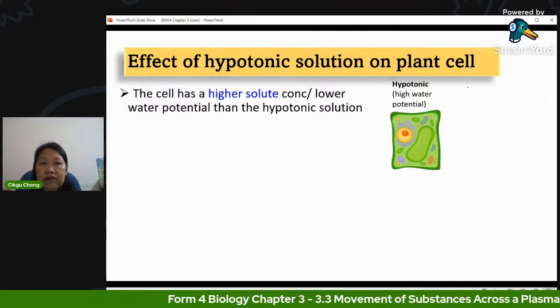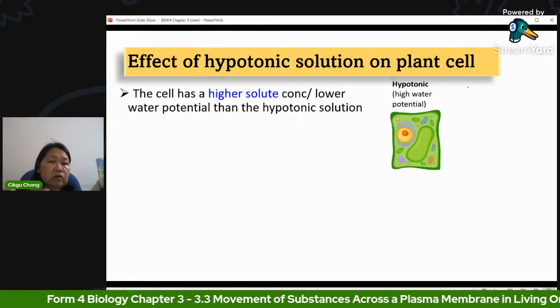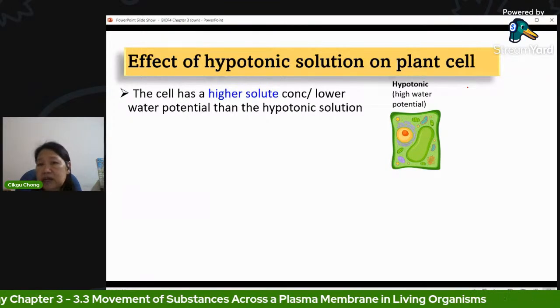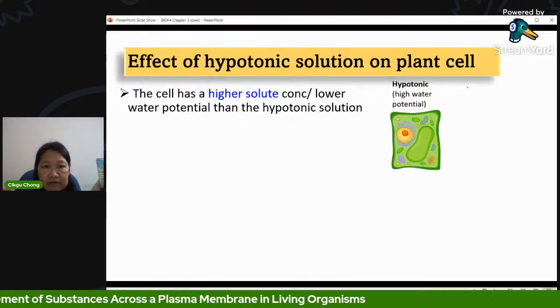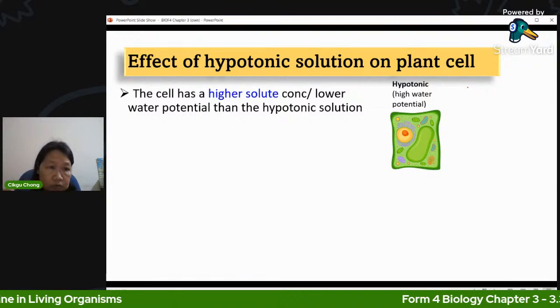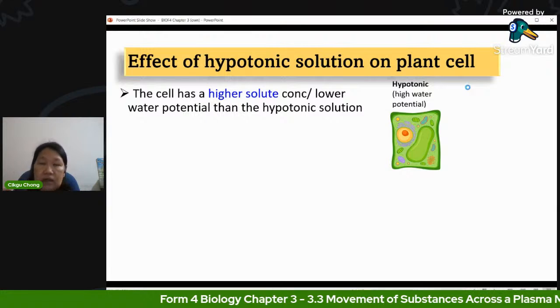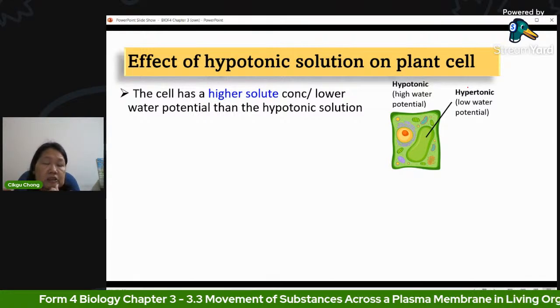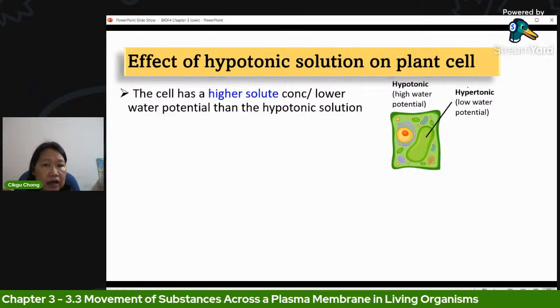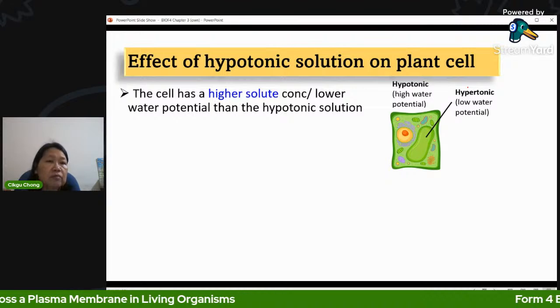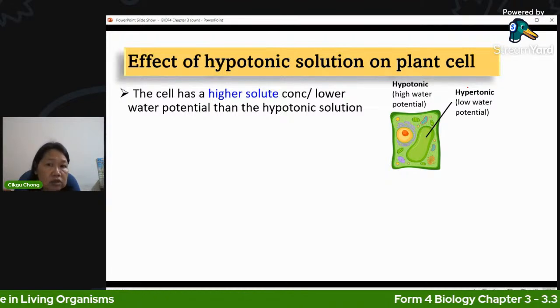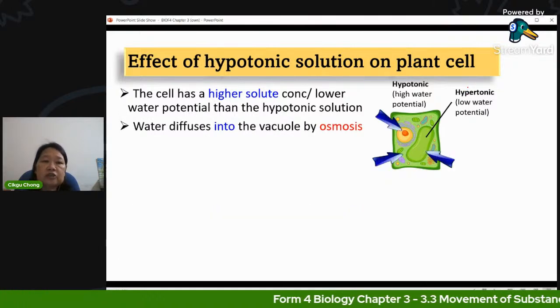And then the cell will have a higher solid concentration. Inside the cell, there will be solids. Inside the cell will be amino acids and glucose and sugar and whatever it is. That means inside here will be higher solid concentration. There will be less water, lower water potential than the outside. Okay, so now you have more water outside, less water inside. So as a result, hypo to hyper, water will diffuse from high water potential to low water potential. Okay, so water will diffuse into the vacuole by osmosis.